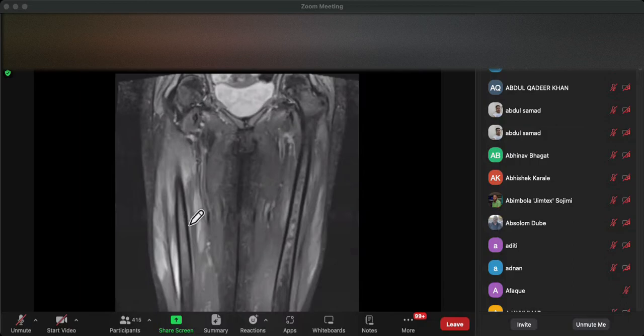Okay, what have we got here? Yeah, myositis. This is a patient with myositis, and we've got increased signal in the musculature, myositis.